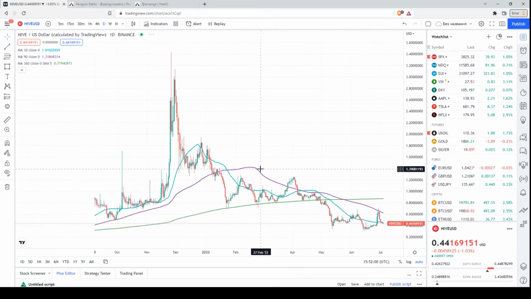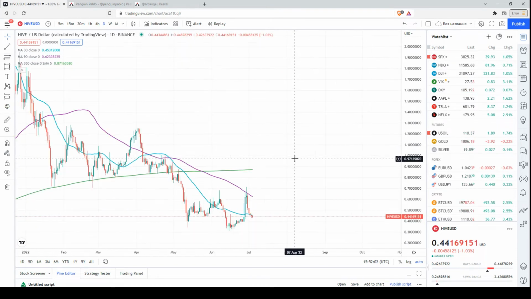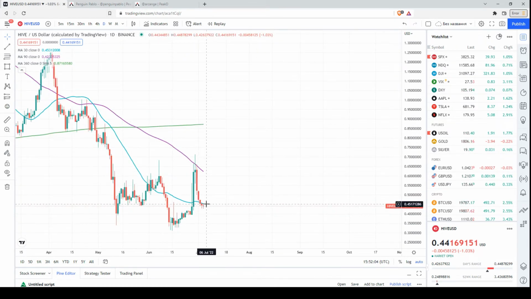Okay, this is the daily chart. We have three moving averages. This is the first one, the 30-day moving average, or for the period of 1 month, the 90-day moving average, or for the period of 1 quarter or 3 months, and then we have the 360-day moving average, or this is for the period of 1 year.